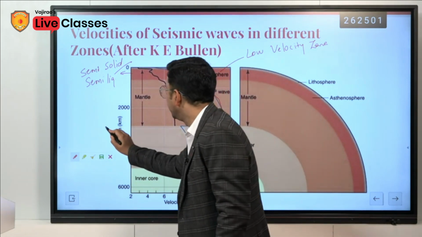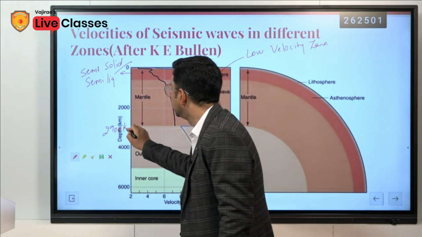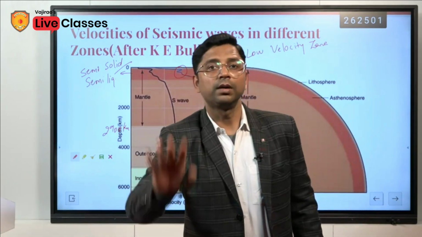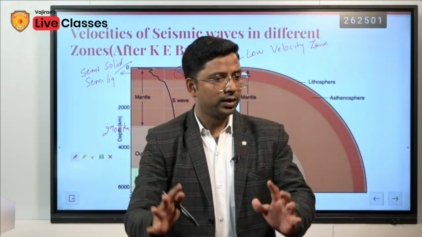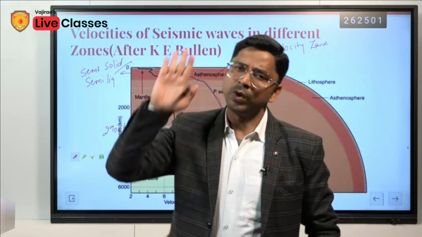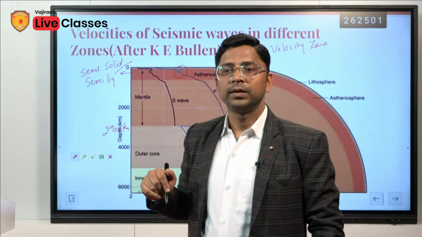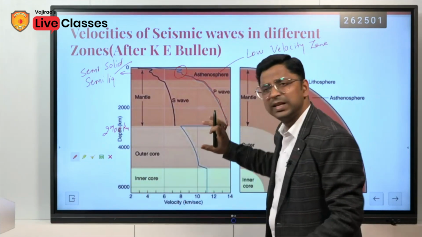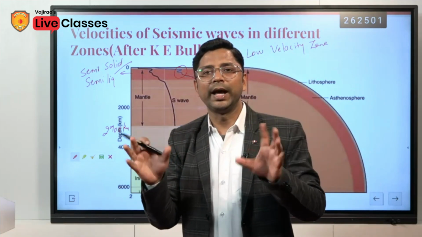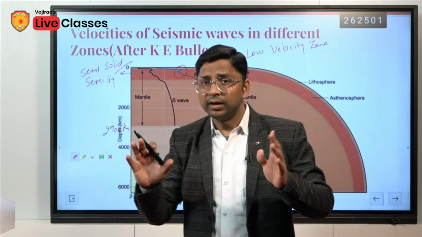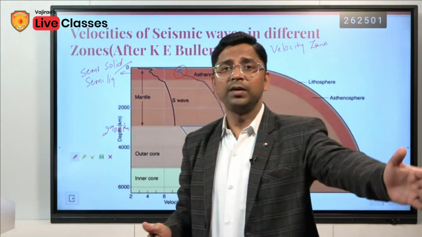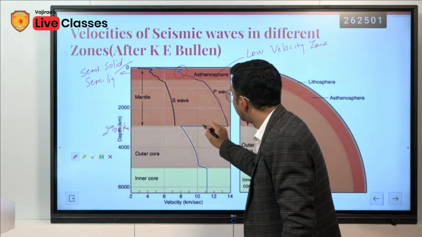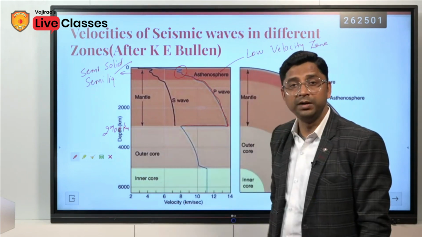And then suddenly, at a specific depth, around 2900 kilometers, what happens is a sudden brake. It's like you are driving a car and someone is on the road in front of you and you apply sudden brakes. That means there is some kind of discontinuity. Either the road is broken or someone has come in front of your vehicle. So the speed reduces drastically. You can see the drastic reduction in the speed.